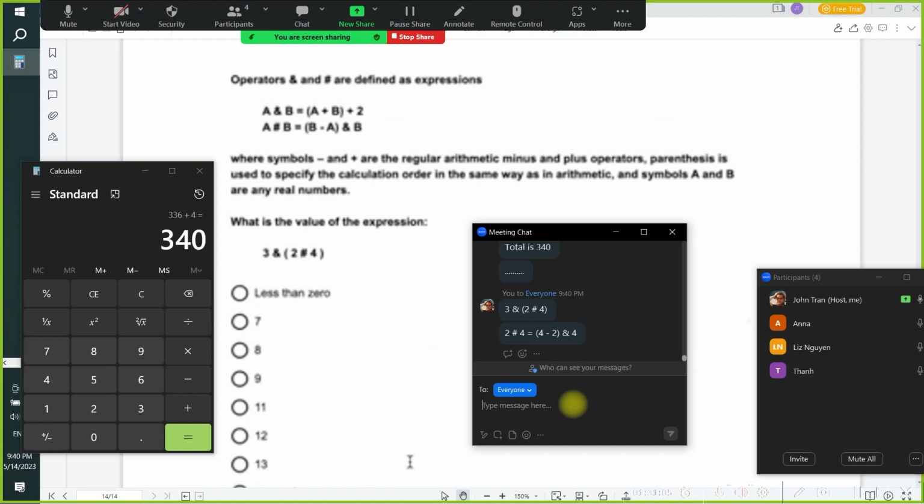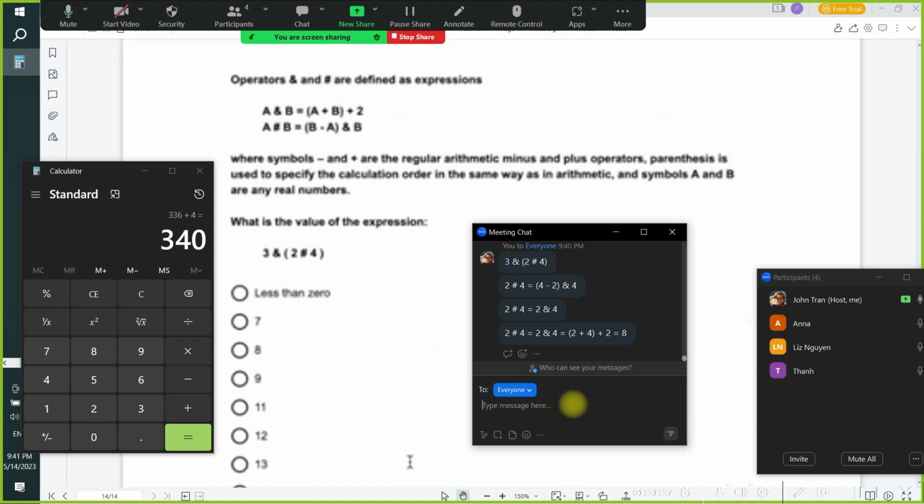So you're going to have 2 and 4. 2 and 4 is going to be 2 plus 4 and then plus 2, right? It's going to be 8. Very good.